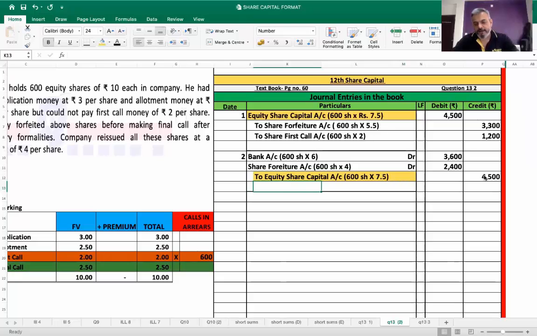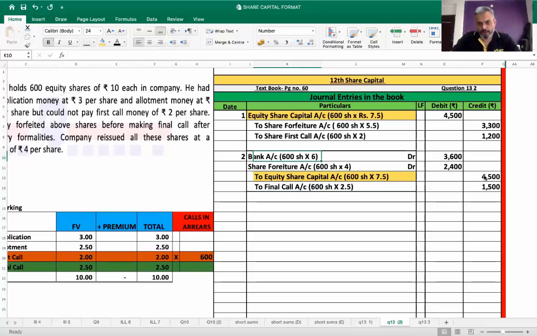Now you will say कि sir it does not match. It does not match over here because here it is a 10 rupee cup. We are reissuing them as fully paid up. पर अभी तक हमने फाइनल कॉल मंगाया नहीं है, फिर भी हमने रीइश्यू कर दिया है फुली पेड अप. तो हम ऐसा मानते हैं कि ये जो फाइनल कॉल है वी हैव रिसीव्ड इन एडवांस. सो इक्विटी शेयर फाइनल कॉल अकाउंट, 600 shares into 2.5, 600 shares into 2.5, which comes to 1500.